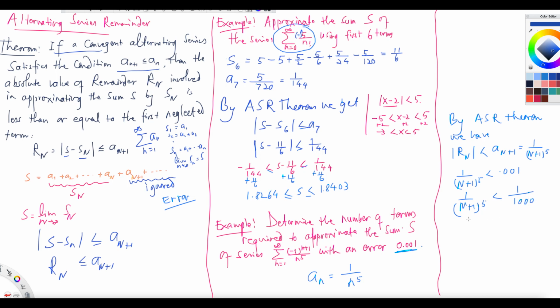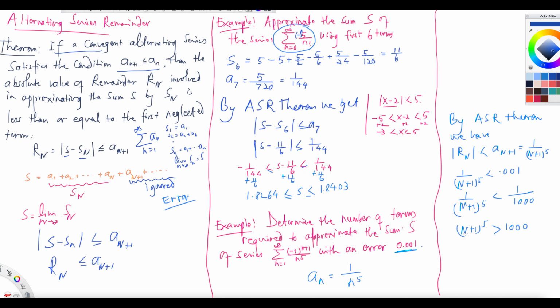Now take the reciprocal. When you take the reciprocal, the inequality changes, right? So you get (n+1) to the 5th is greater than 1000. Now what should n be? If n equals 1, 1 plus 1 is 2 to the 5th, is that greater than 1000? No, that is not true.